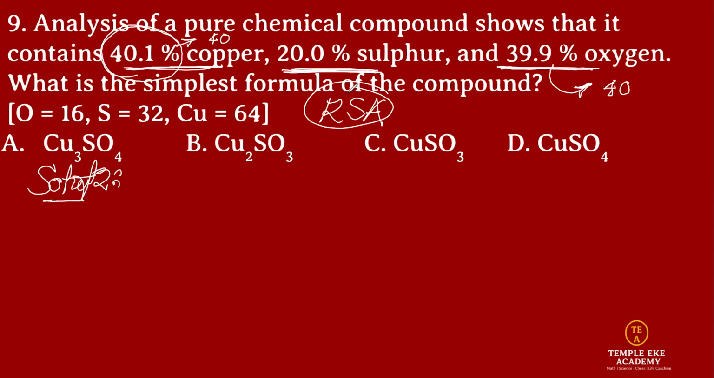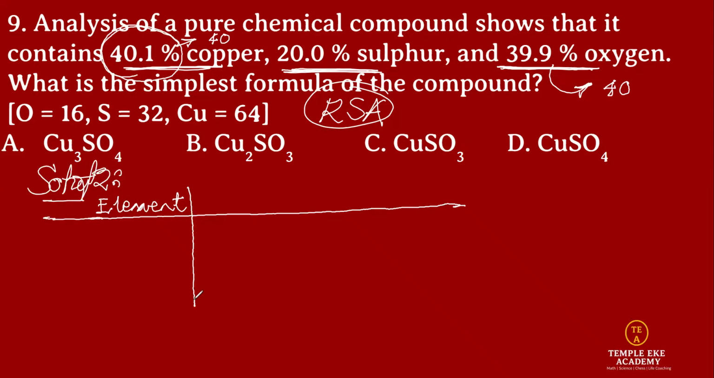We are going to employ the tabular format. So let's have a table. Let's have the elements in the first column. And of course, the elements here are copper, sulfur, and of course, oxygen.